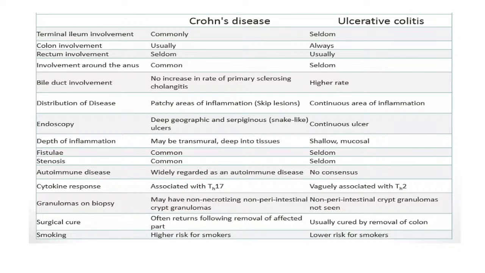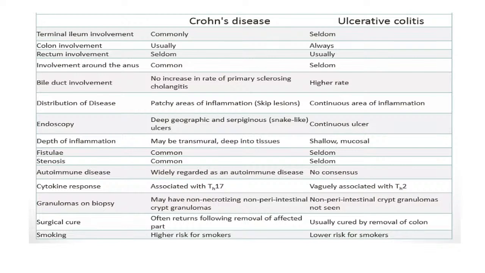Then in Crohn's disease, the ulcers are serpiginous, snake-like ulcers, and deep, while in ulcerative colitis, the ulcers are continuous ulcers. Snake-like, serpiginous ulcers are seen in Crohn's, while continuous ulcers are seen in ulcerative colitis. Then depth of inflammation. As we had seen earlier in the picture, Crohn's disease involves all the layers: muscle layer, mucosa, and there is fat stranding on the outer serosal layer. So there is transmural involvement, while in ulcerative colitis, it is only mucosal, shallow involvement.